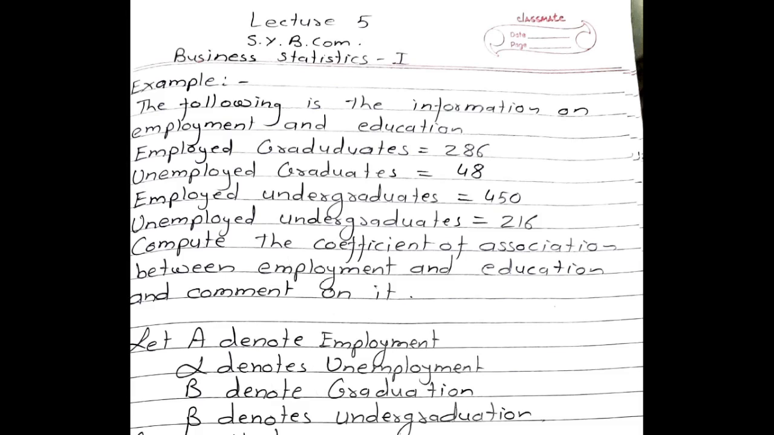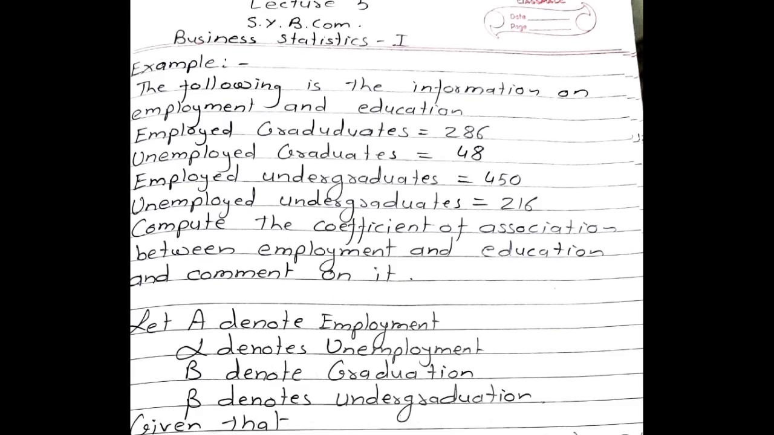Employed graduates is equal to 286. Unemployed graduates is equal to 48. Employed undergraduates is equal to 450. Unemployed undergraduates is equal to 216. Compute the coefficient of association between employment and education and comment on it.